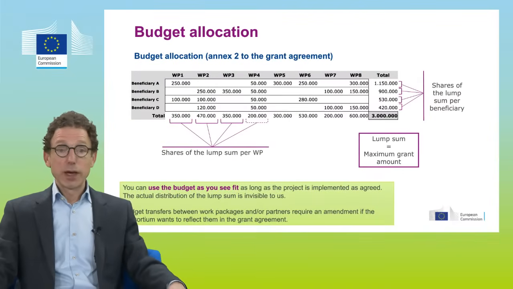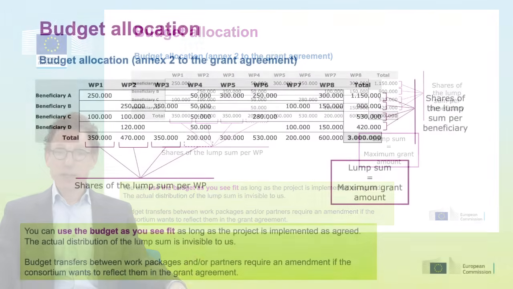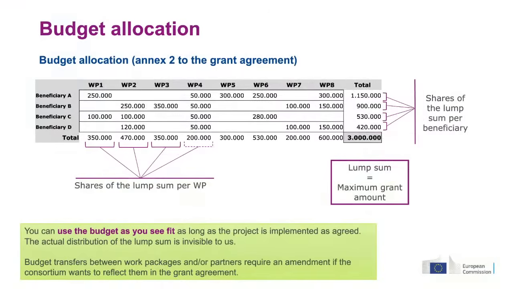And this is what it looks like in your grant agreement. This is Annex 2 to the grant agreement. An example, you see a table with beneficiaries in the rows and with work packages in the columns. So at the bottom of each column, you see the lump sum share for a work package. And at the end of each row, you see the total lump sum share for each beneficiary. And in the bottom right corner, that is the total lump sum, 3 million in this example, and the lump sum is equal to the maximum grant amount.